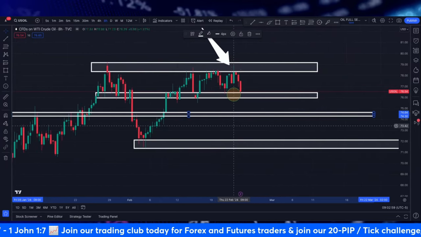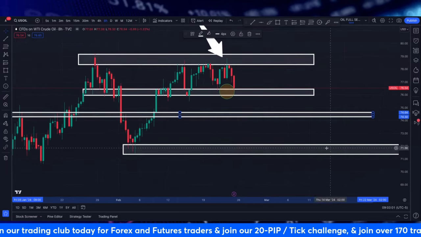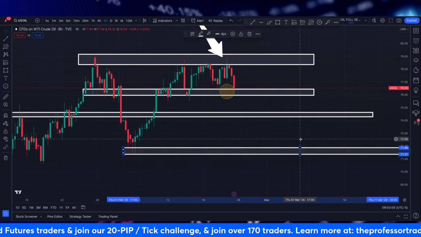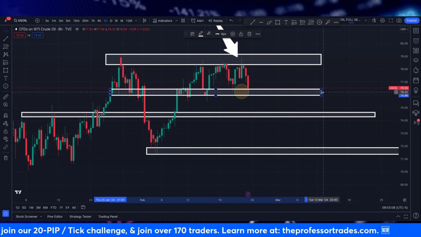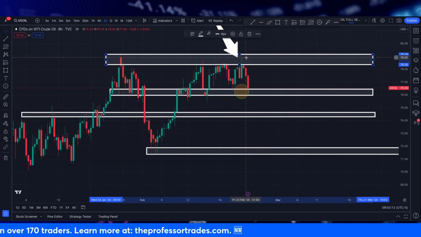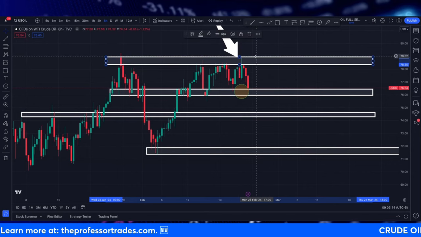Okay. So as we can see here, these are going to be our main levels that we are focusing on this 8-hour time frame. Okay. I'm going to go ahead and extend this a little bit more as we go into the week. So we are ready to rock it as we always do.